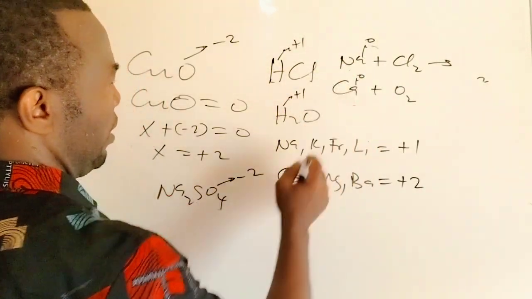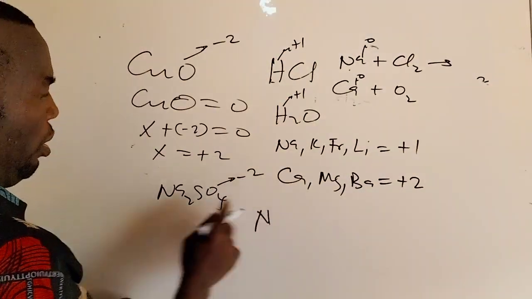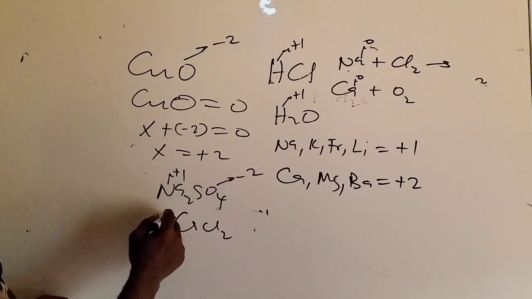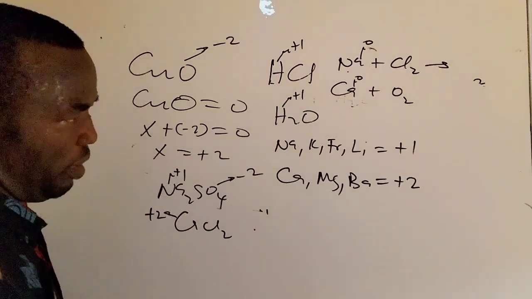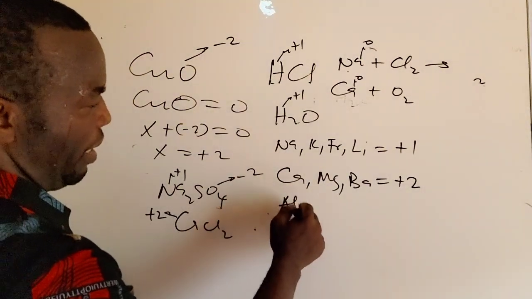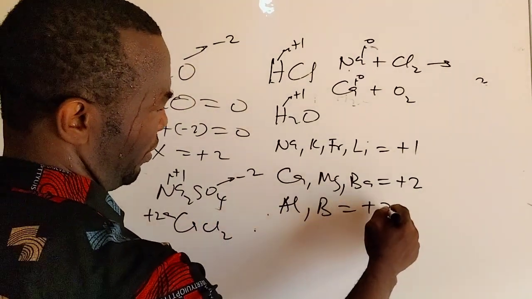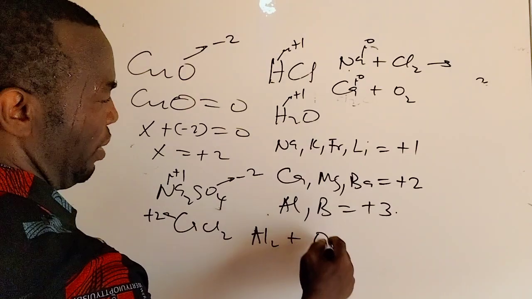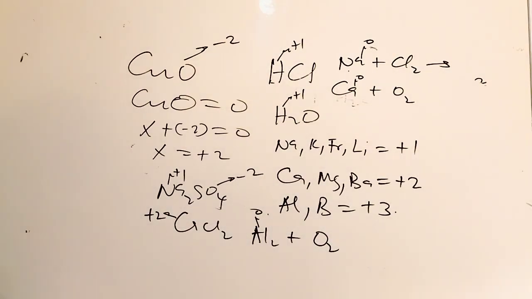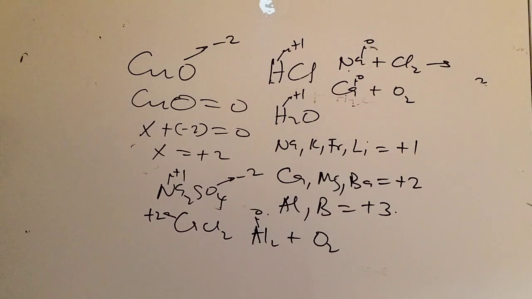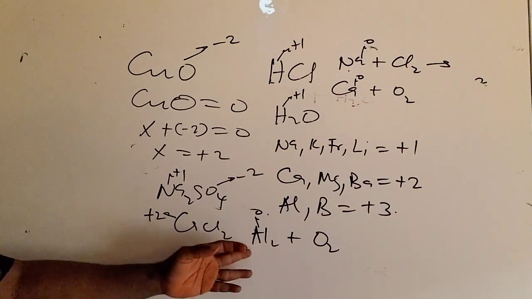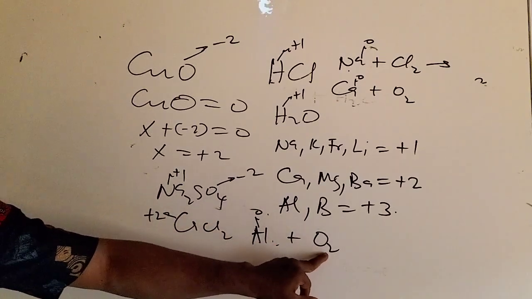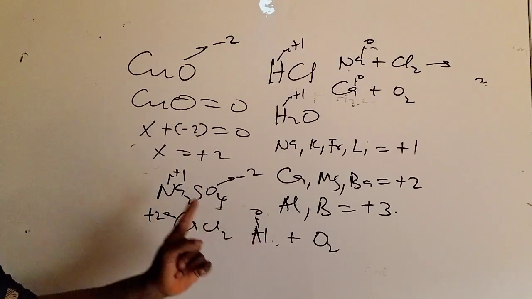But in a compound, like sodium chloride, this is +1. In calcium chloride, this is +2, because in compounds. Then for group 3 elements like aluminium and boron, the oxidation state in compounds is +3. But when they're on their own, reacting as a free element, we take them as 0. So that will help you understand oxidation number very well. When elements are on their own, not in compounds, either as molecules or elements, we take the oxidation state as 0.